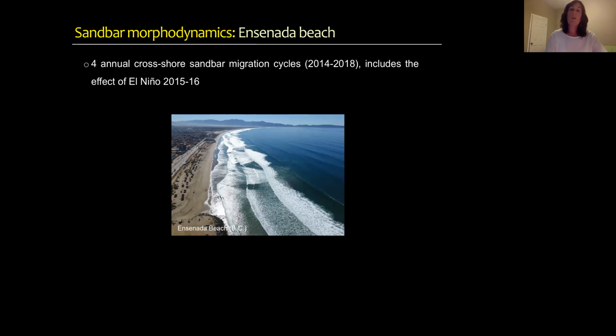So now I will first show you some results on sandbar morphodynamics for Ensenada Beach, and this will be for annual cross-shore sandbar migration cycles. I was hoping to have data processed till the present, but that's going a little bit slow at the moment. So these are 4 annual cross-shore migration cycles, and they include the effect of the El Niño 2015-16.